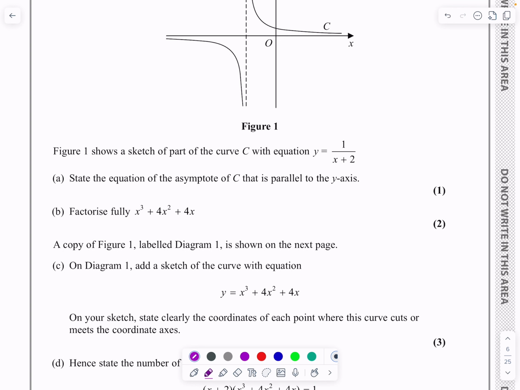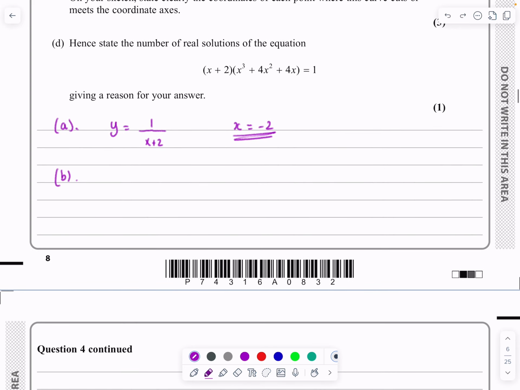Part B, factorise fully x cubed plus 4x squared plus 4x. Okay, so if we're going to factorise that, y equals x cubed plus 4x squared plus 4x. Let's just factorise it in two parts. First of all, let's just take x out, which is going to leave me a quadratic, x squared plus 4x plus 4. Now I can actually recognise this, but we're looking for two numbers that multiply together to give 4 and add together to give 4. Well, it's the same number then. It's x plus 2, x plus 2 again. Or in other words, we've got x times (x plus 2) all squared.